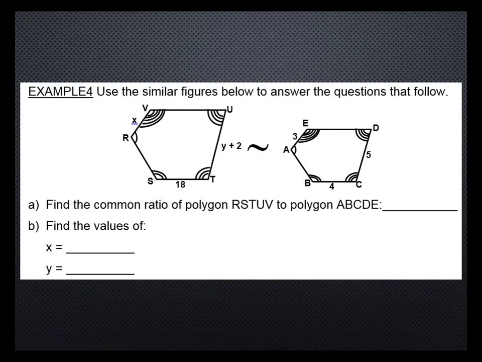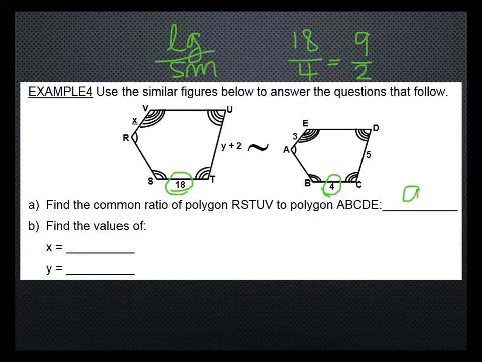Example 4. Use the similar figures below to answer the questions that follow. Find the common ratio of polygon RSTUV to polygon ABCDE. Again, we're looking at large to small. So we're going to have to do 18 to 4. 18 over 4. We can reduce both by 2, which would give us 9 over 2. So our common ratio is 9 over 2.